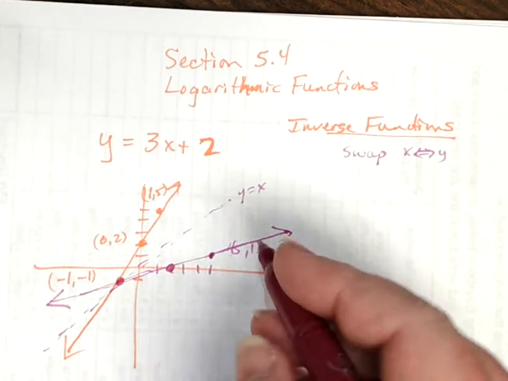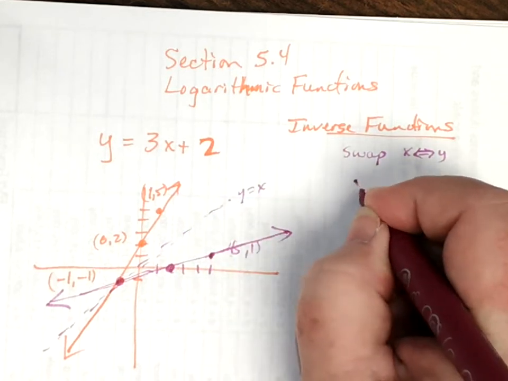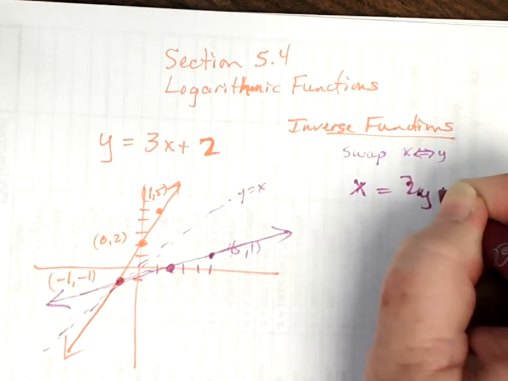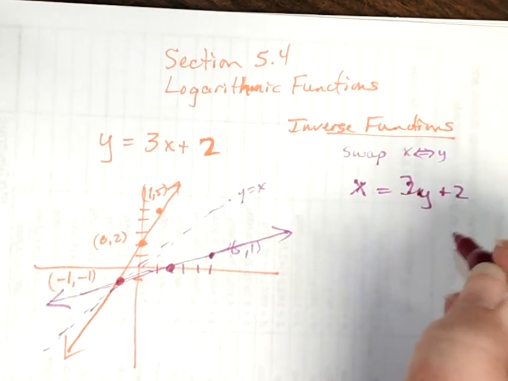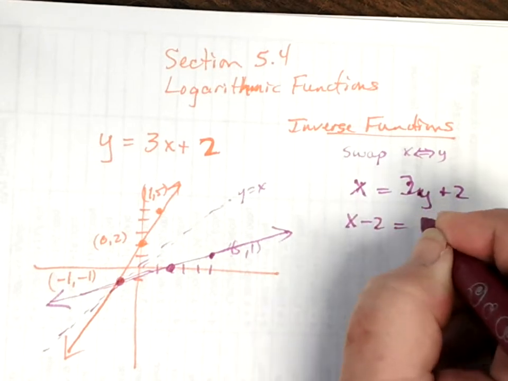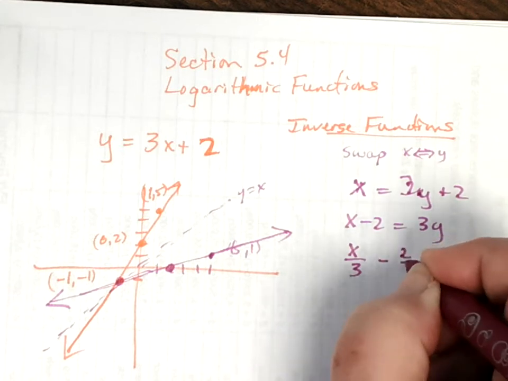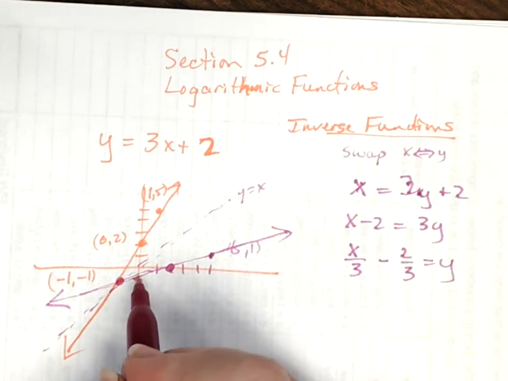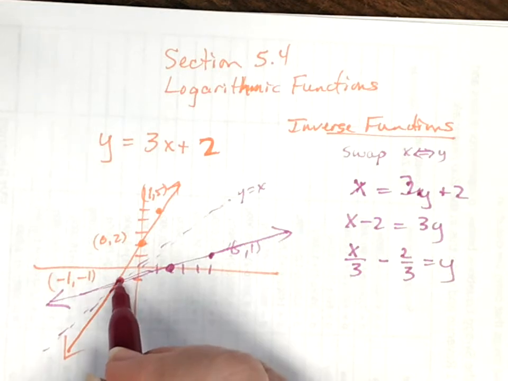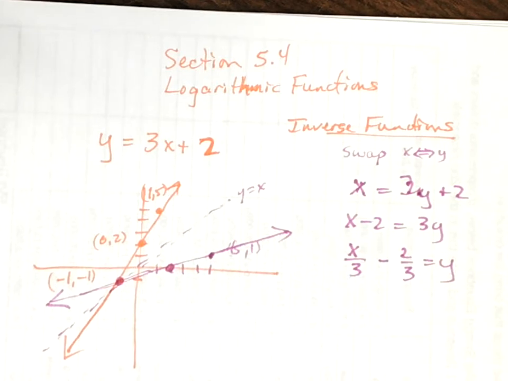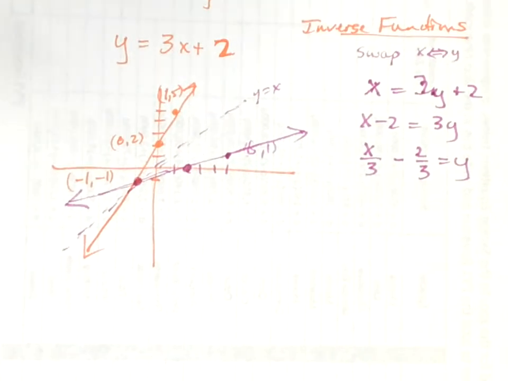Now, how did we go about finding that? Well, we took the equation and we swapped the x and the y. And then we solved for our new y. We subtracted 2 from both sides, and then we divided by 3. So 1/3 x minus 2/3 equals y. And if you look, that crosses at about negative 2/3. If I start here and go up 1 and right 3, up 1 and right 3, I have a slope of 1/3. So that's inverse functions.